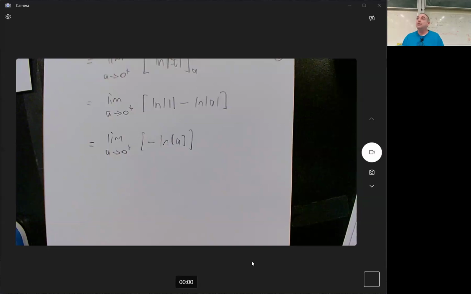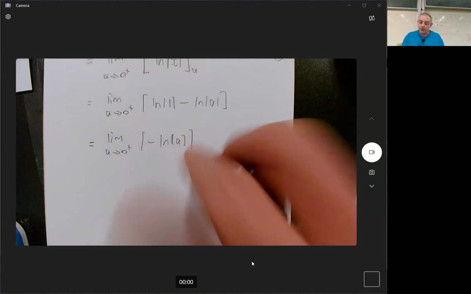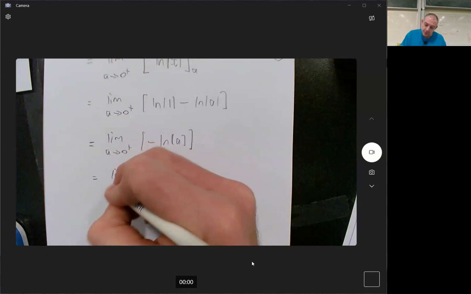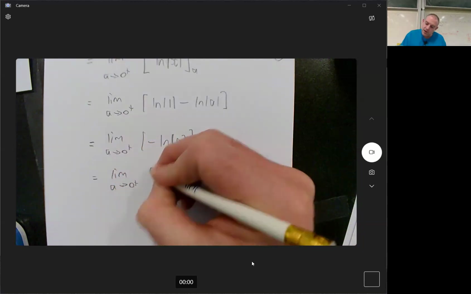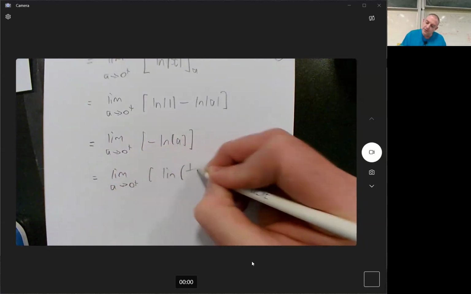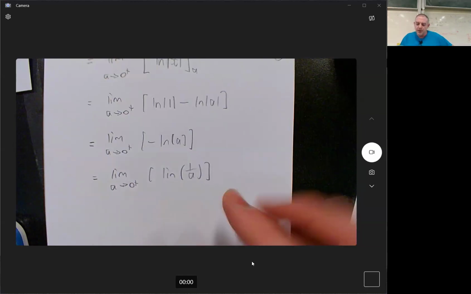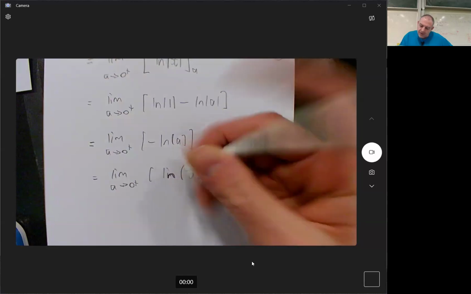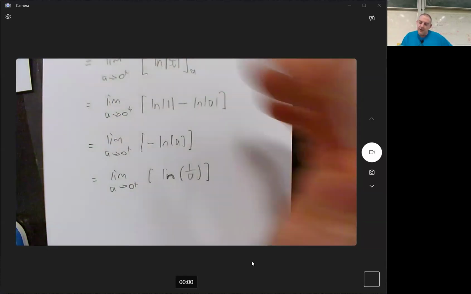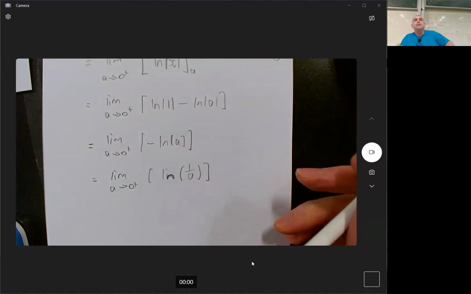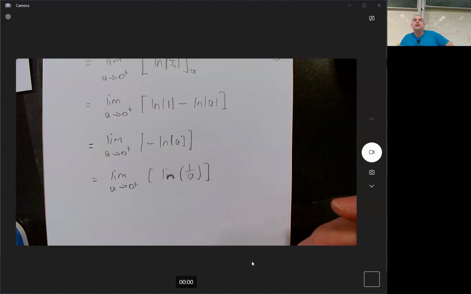Ooh, I have a thought. See that minus? That could come inside as a power of -1. The reason I like that is because 1 over is a really nice limit to try and calculate. One of the few that we have a good idea of what its answer is. So we have the limit as a goes to 0 from above of, not ln, of ln of 1 over a. Okay, so 1 over 0 totally doesn't exist, right?